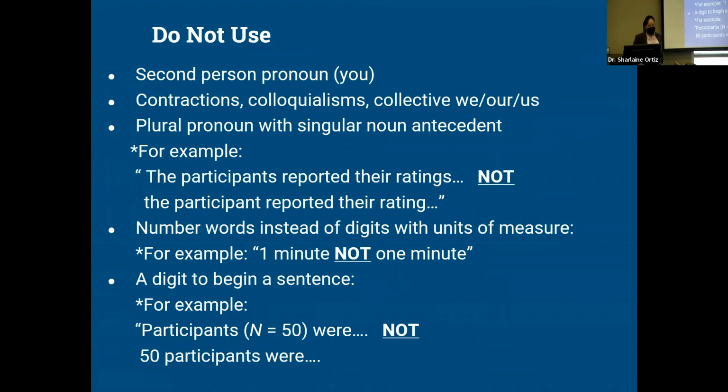Do not use second person. Do not use contractions. So for example, say do not. Do not use don't, right? Do not use can't. Use cannot, right? Do not use contractions or colloquialisms, so any word that is typical or that you use in everyday language. So you would say employment instead of job, right? You do not want to use everyday language, and do not use collective.